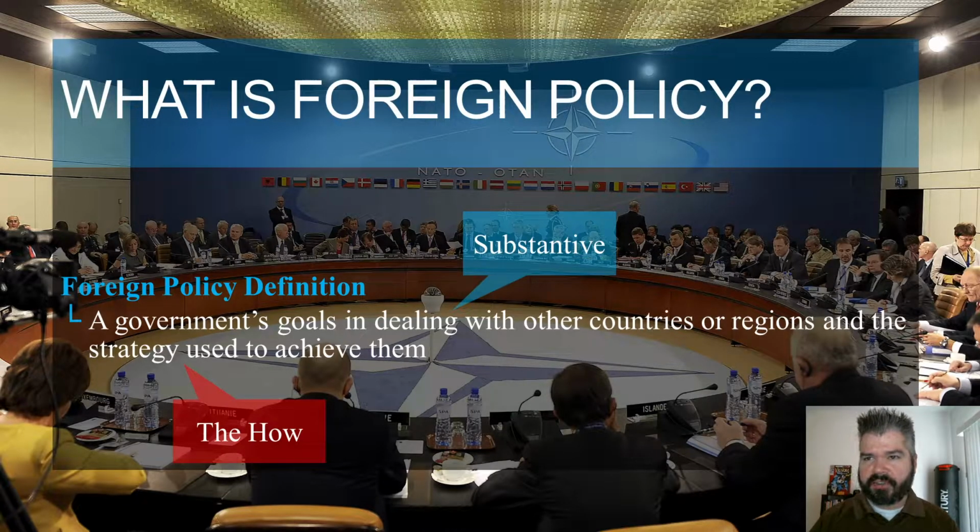Other definitions include the goals that a state's officials seek to attain abroad, the values that give rise to those objectives, and the means or instruments used to pursue them. Again, the substantive and the how. Other definitions include the approach and strategy a government chooses to engage with other nations. So in foreign policy, we're looking at what we are going to do, and how we are going to do it with other nations. The substantive, the dealing with, the strategy, the how. This is foreign policy.